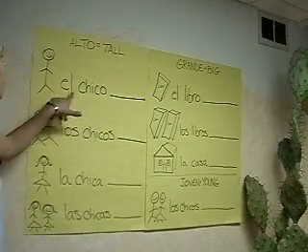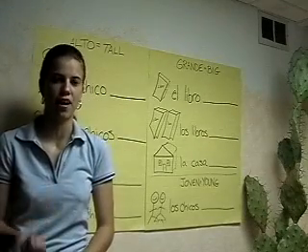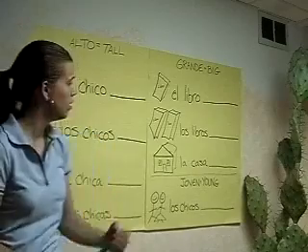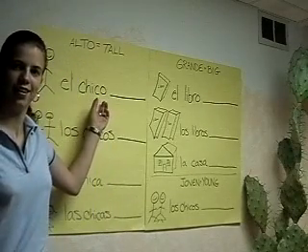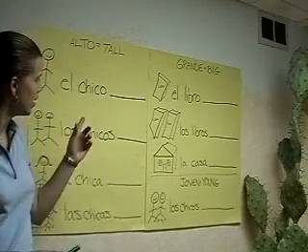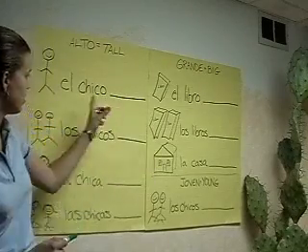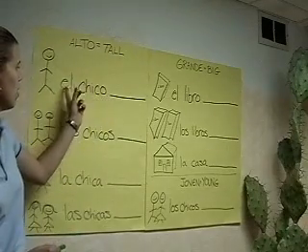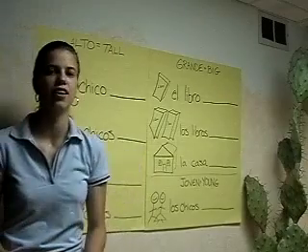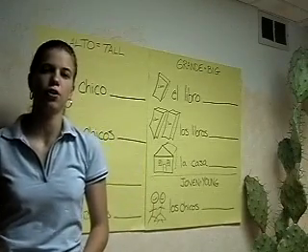So we have el chico. We have to ask ourselves first, is this masculine or feminine? Is el chico masculine or feminine? I think it's masculine. Now why do you think that? Because it ends in an O. Very good. And it also has el in front. So those two signs, ending in an O and the article is el, will tell us that the word is masculine. Next we have to decide if it is singular or plural.